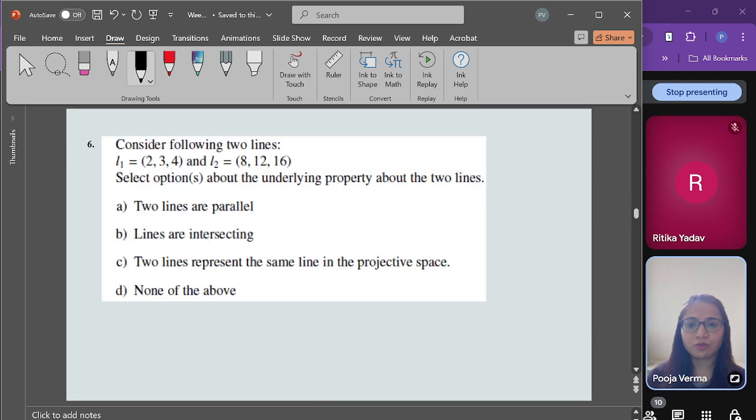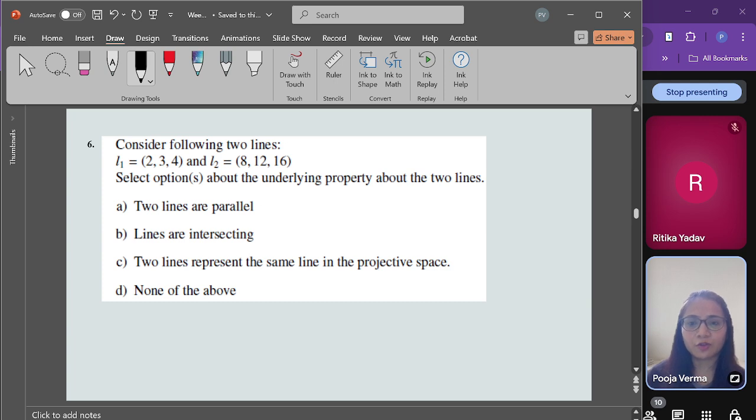Now moving to the next question. Now the next question is: consider the following two lines, L1 is 2, 3 and 4, and L2 is 8, 12 and 16. Select the options. Here they have written options about the underlying property of the two lines. Option A, two lines are parallel. Option B, lines are intersecting. Option C, two lines represent the same line in the projective space. Option D is none of the above.